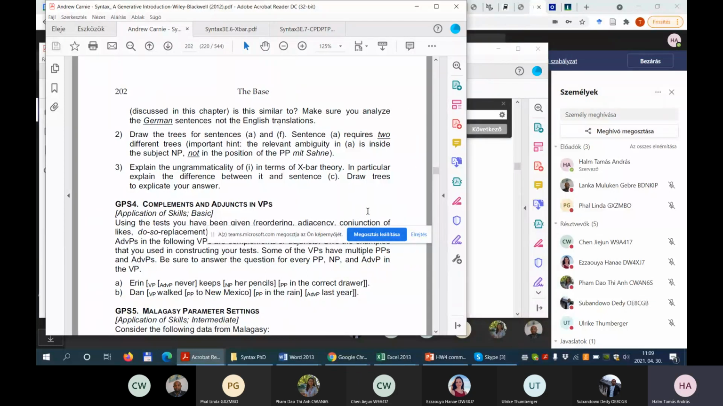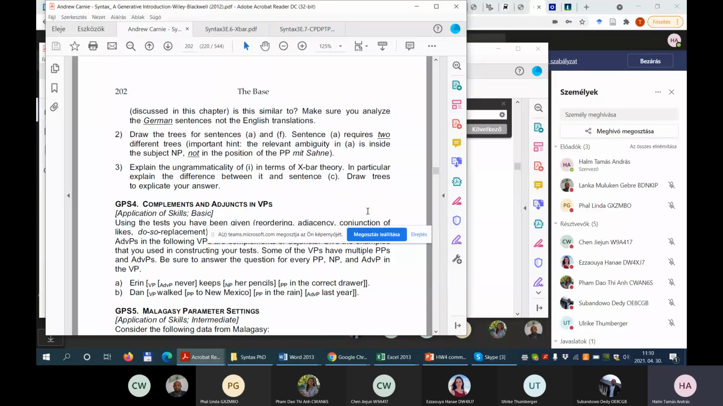And if you think of this, it seems to suggest that maybe "in the correct drawer" is, after all, not entirely optional, right? Because dropping it changes the meaning. And if something is not optional, then it should be a complement. Okay, so this is a tricky situation. In the correct drawer seems to be like an adjunct because it's kind of optional, but not completely optional.